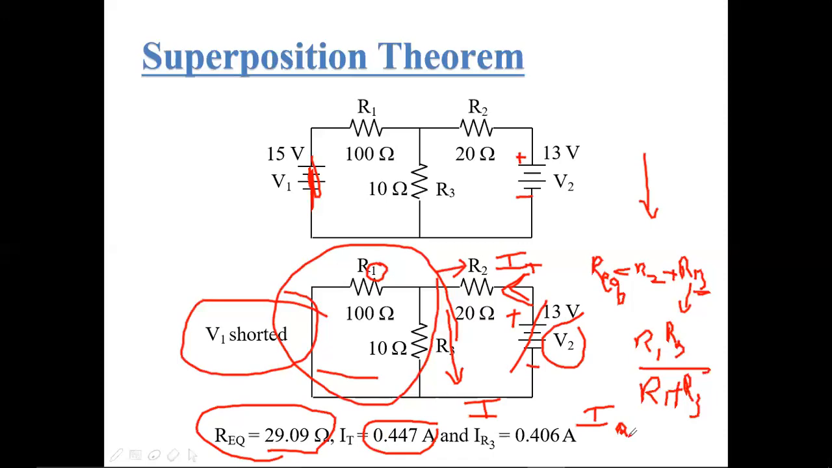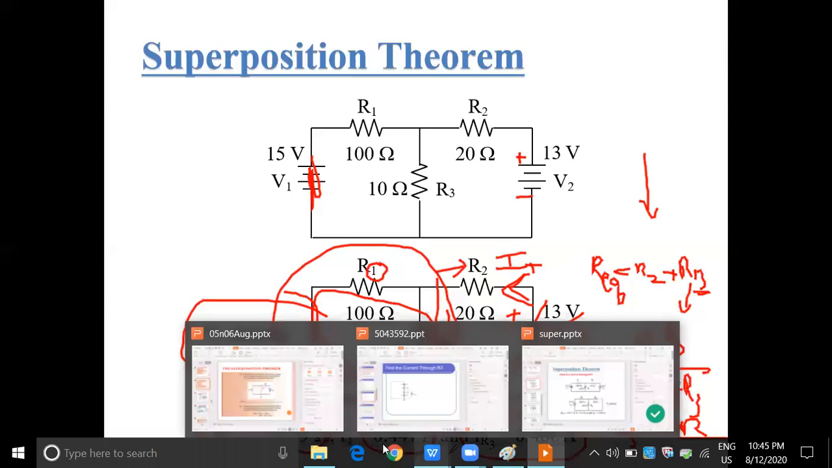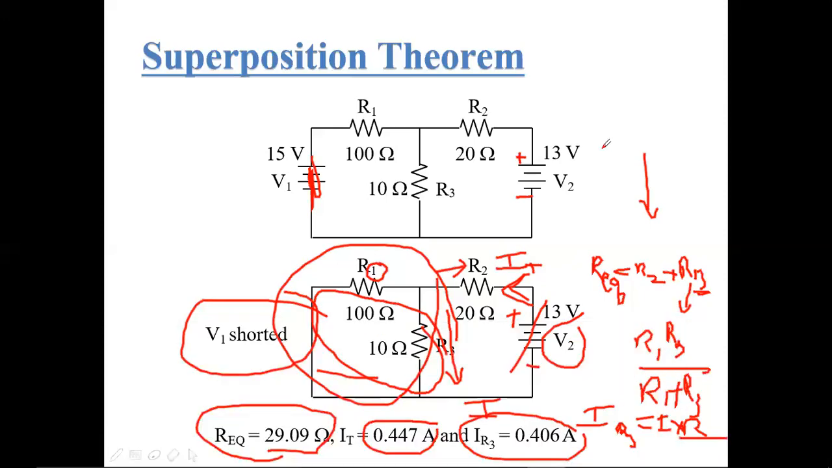Use the current division rule. The current division rule is the total current multiplied by the opposite value of resistance divided by the total value of resistance. Here the total current is 0.447, multiplied by the opposite resistance 100 divided by the total resistance 100 plus 10, which is 110. Then you will get the current flowing through the R3 resistor, that is 0.406. Now you have two currents, one with reference to V1 and one with reference to V2. So now you need to add these two currents.